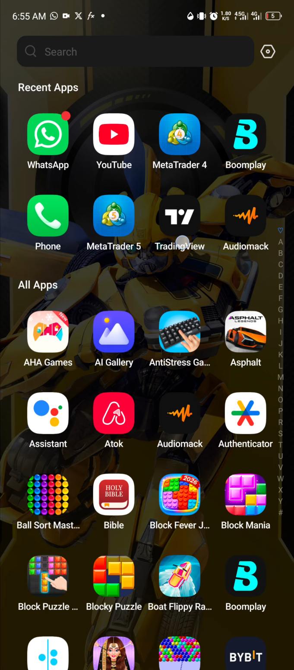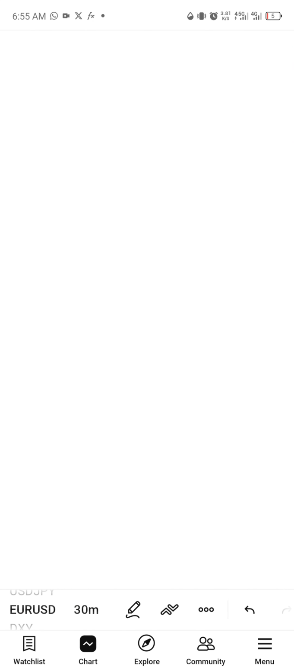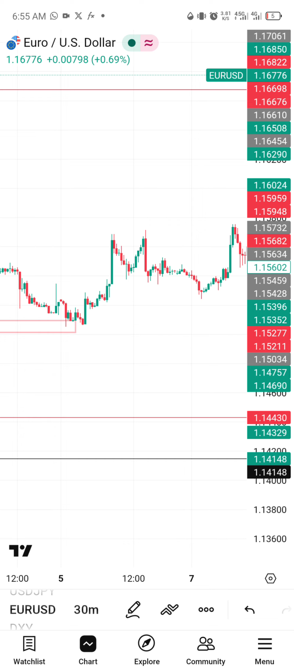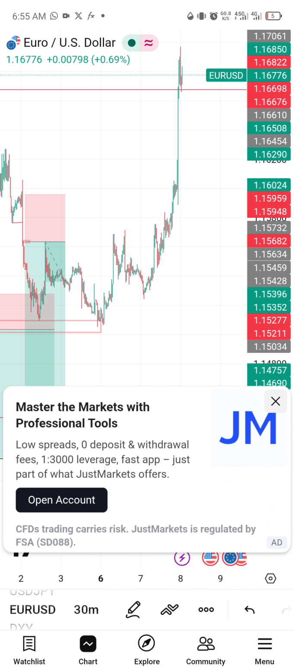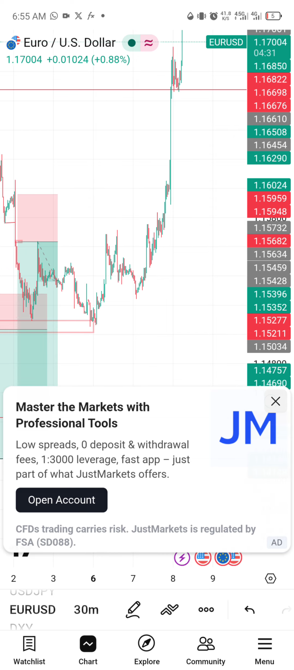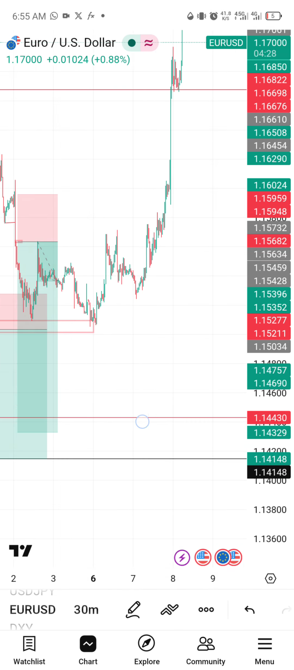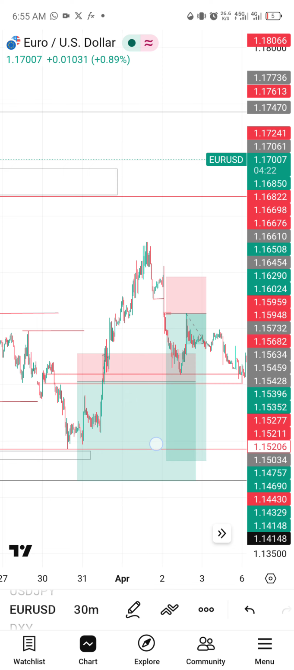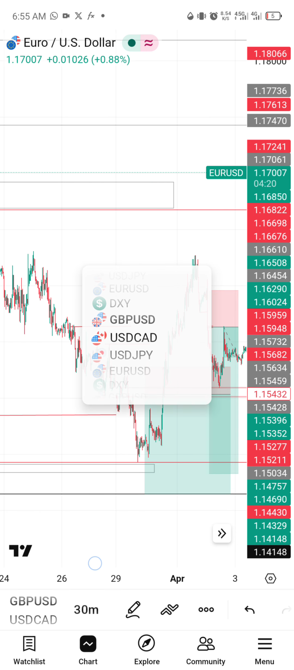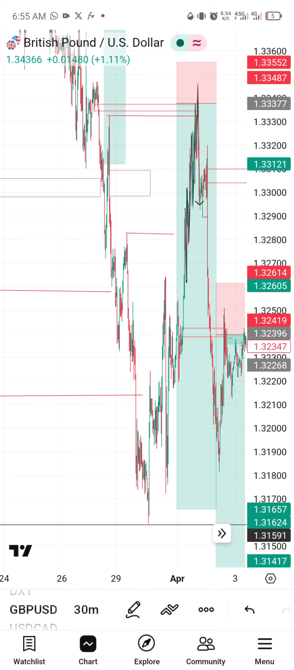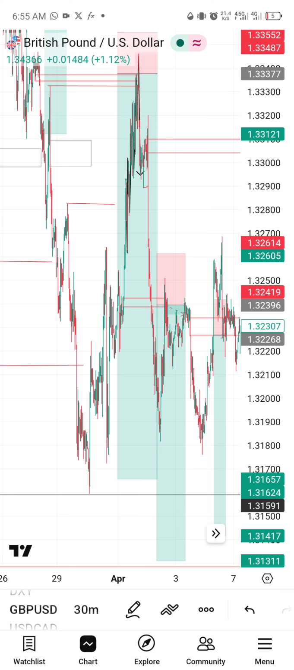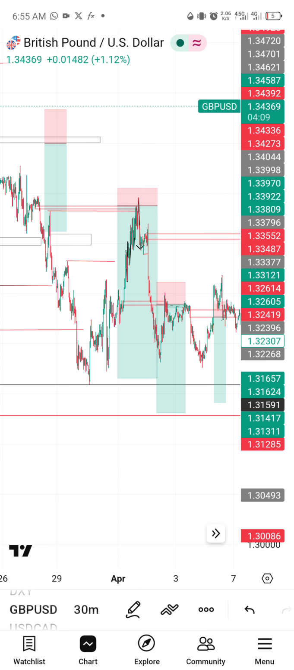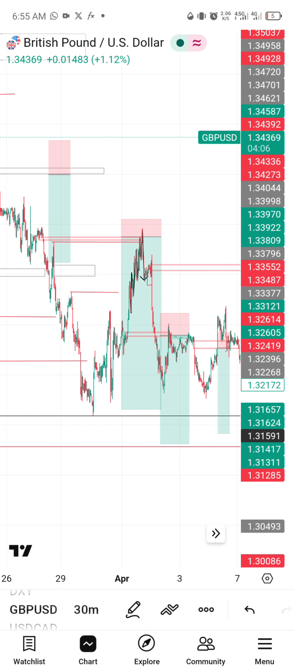I'm here to journal on how to catch missed entries. So I had a sell trade at first on GBP USD. So many traders get paranoid, let me put it like that, whenever they miss an entry. But I'm here to show you how to re-enter a trade, most especially when you have a missed entry. Let's go to GBP USD.